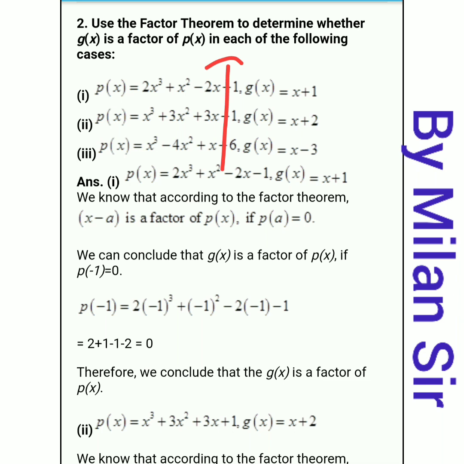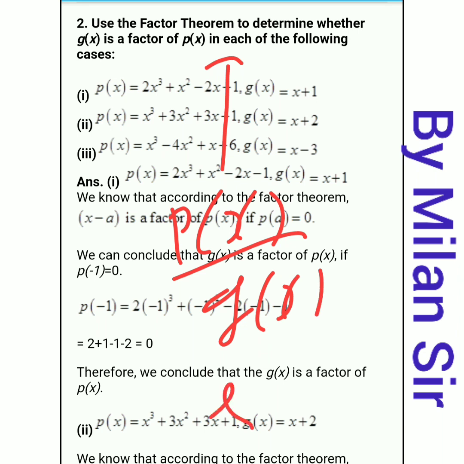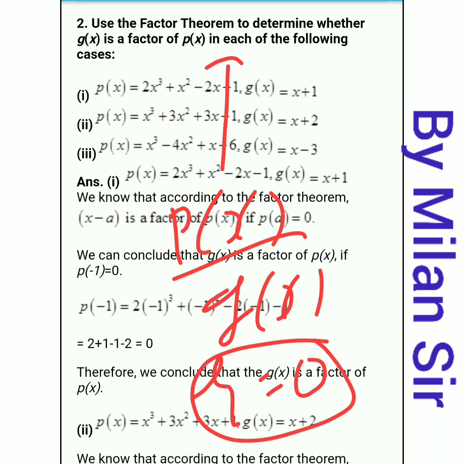We learned this method already in exercise 2.3. That means if g of x is a factor of p of x, then definitely if we divide p of x by g of x, the remainder is equal to 0. If any number we divide by its factor, then always we get the answer as 0. So if we divide p of x by g of x, we will get the remainder as 0. So we will use these things. We just check whether we are getting remainder equal to 0 or not.